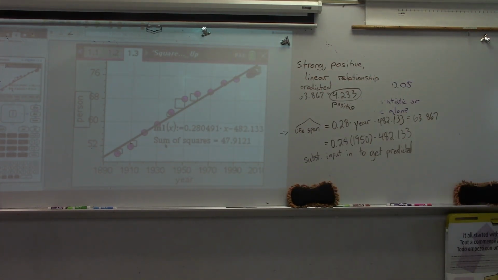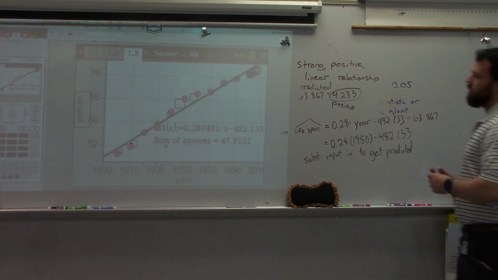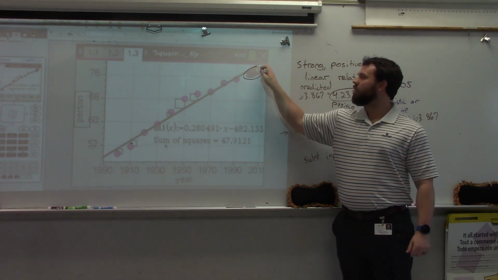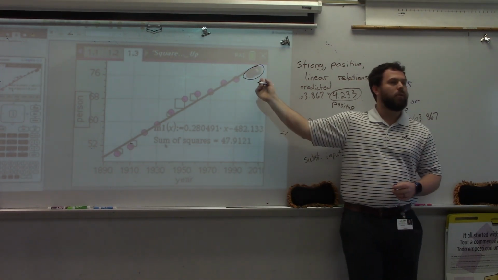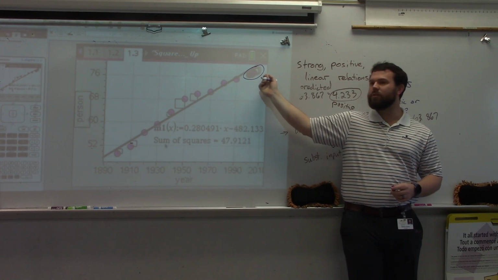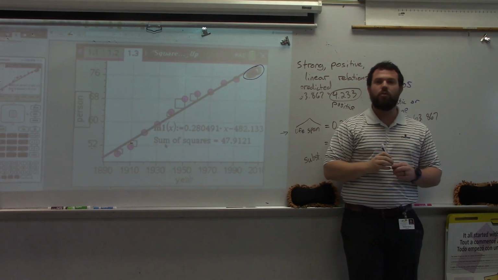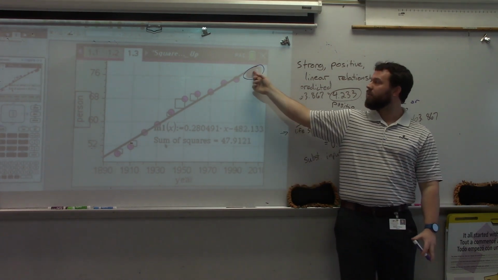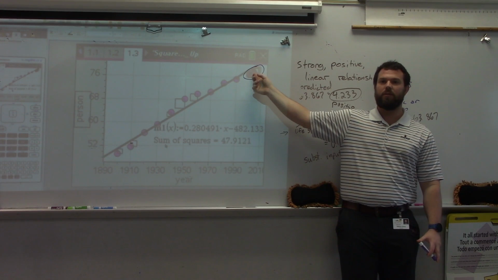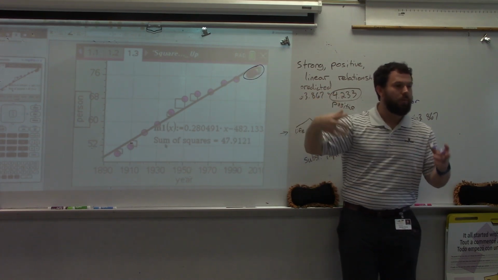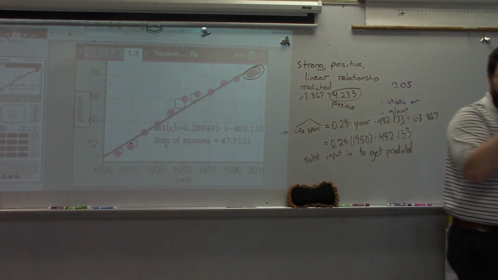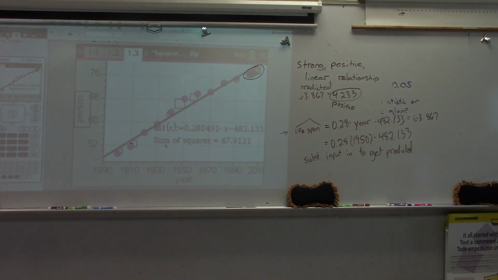Has anybody figured out which set of data points most heavily are affecting the sum of squares? It's actually these right here. Why are these most heavily affecting it? Because there's so many of them. So if you don't have the line really close to these points, then that many points right there are really going to change the sum of squares.